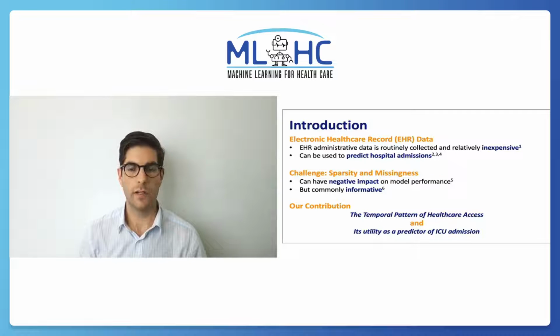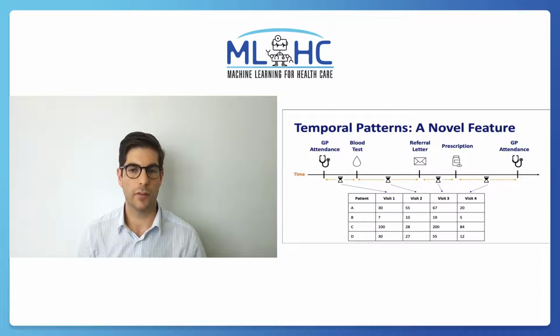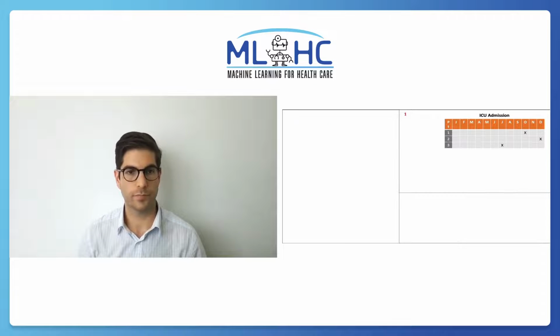We created a novel feature that explicitly uses the sparsity of EHR data to map the temporal patterns of primary care utilization. We then tested its predictive utility for ICU admission. Temporal patterns were generated by identifying sequential interactions with primary care services and calculating the number of days between each of these events. So for a given patient, a longitudinal representation of their pattern of primary care access was captured.